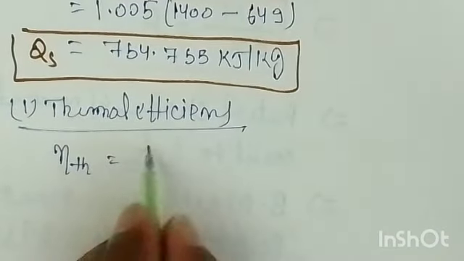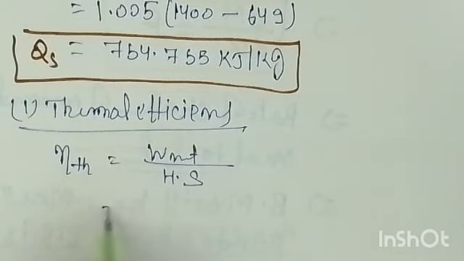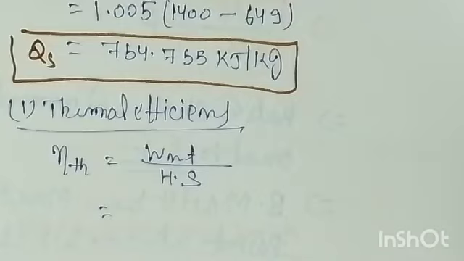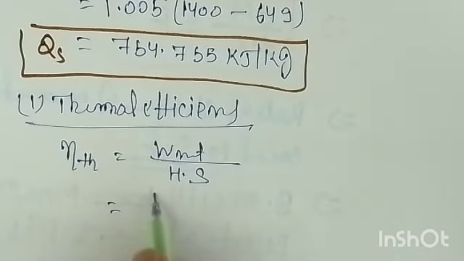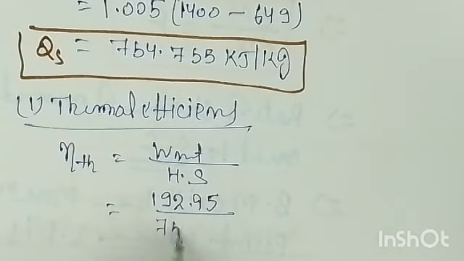Thermal efficiency is equal to W net by heat supplied. So W net is what? W net you have calculated, which is 192.95, upon heat supplied, which is 754.755, right? To get the percentage, you have to do it in 200.